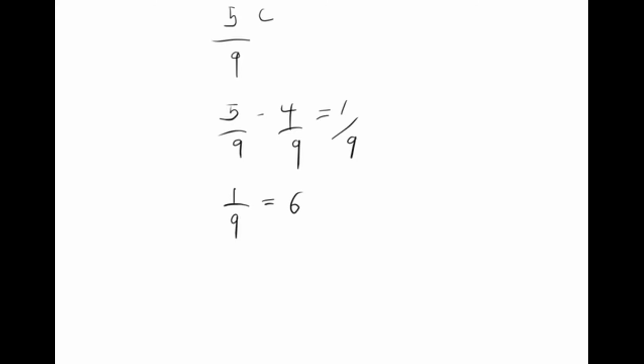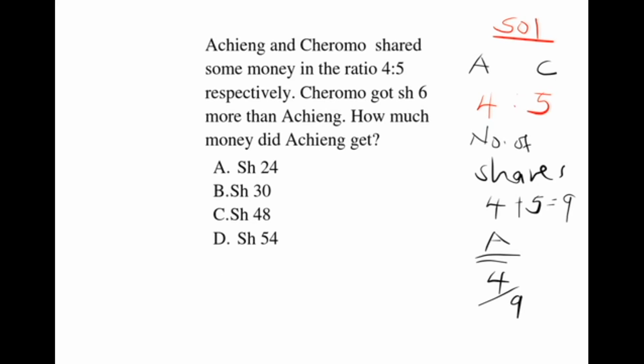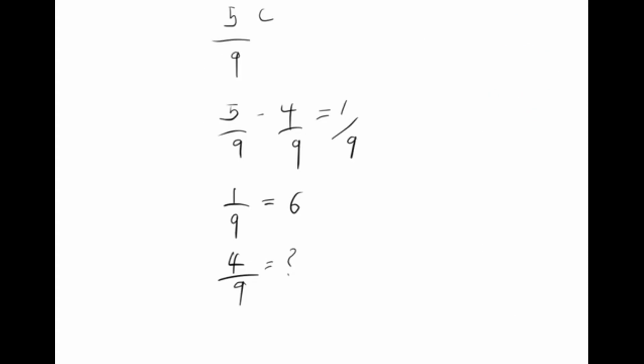What about 4/9? 4/9, this is what Acheng has, and we are asked how much money did Acheng get. Therefore, from there we cross multiply. We have 4/9 times 6 over 1/9.